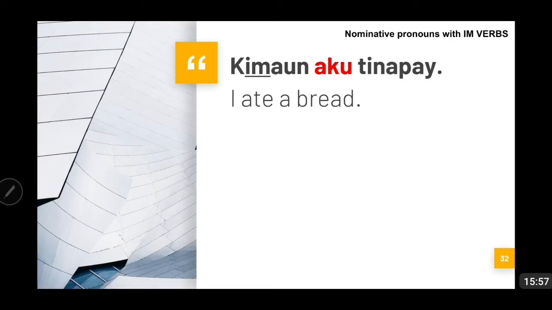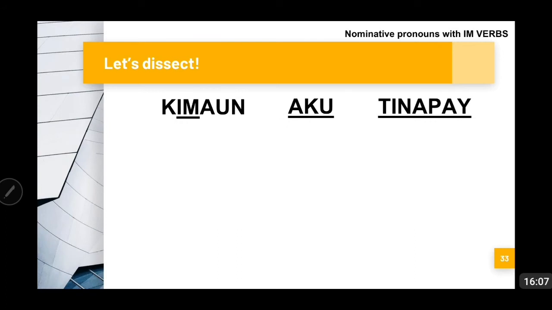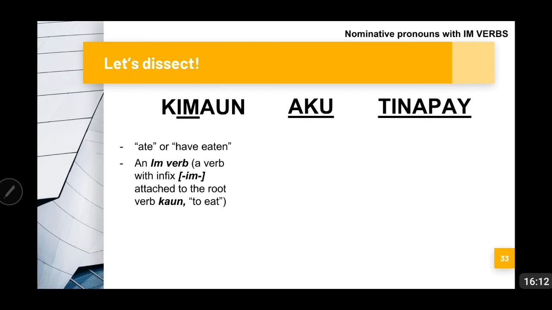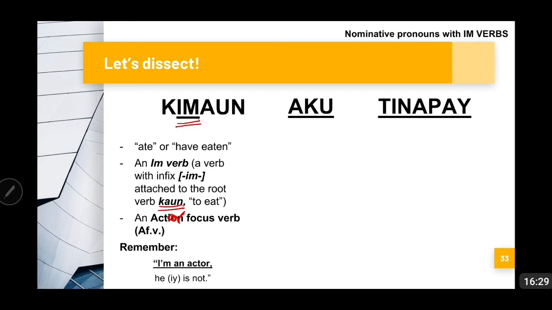Remember that. Let's study the examples below. Kimaun ako tinapay. I ate a bread. Let's dissect. We have the verb kimaun, which means ate or have eaten. What is this? This is an im verb. Why? Because it has an infix im in between the root verb kaun, to eat. So im verb, I am an actor, he is not. Im verb is an actor focused verb, or AFV. Remember, I'm an actor, he is not.